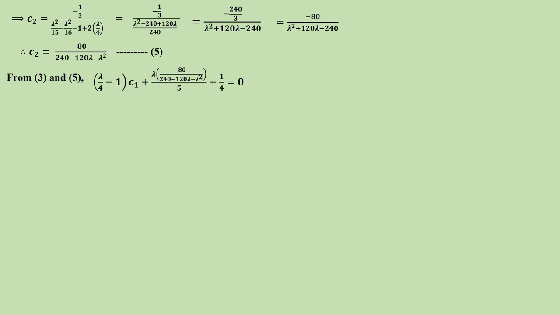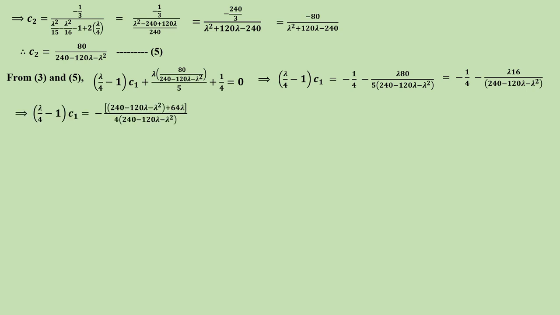So we will get lambda by 4 minus 1 into C1 plus lambda into 80 by 240 minus 120 lambda minus lambda square by 5 plus 1 by 4 equal to 0. So lambda by 4 minus 1 into C1, taking that remaining term to the right hand side, minus 1 by 4 minus lambda 80 divided by 5 into 240 minus 120 lambda minus lambda square. That is equal to minus 1 by 4 minus 5 and 80 get cancelled. So lambda into 16, 240 minus 120 minus lambda square.